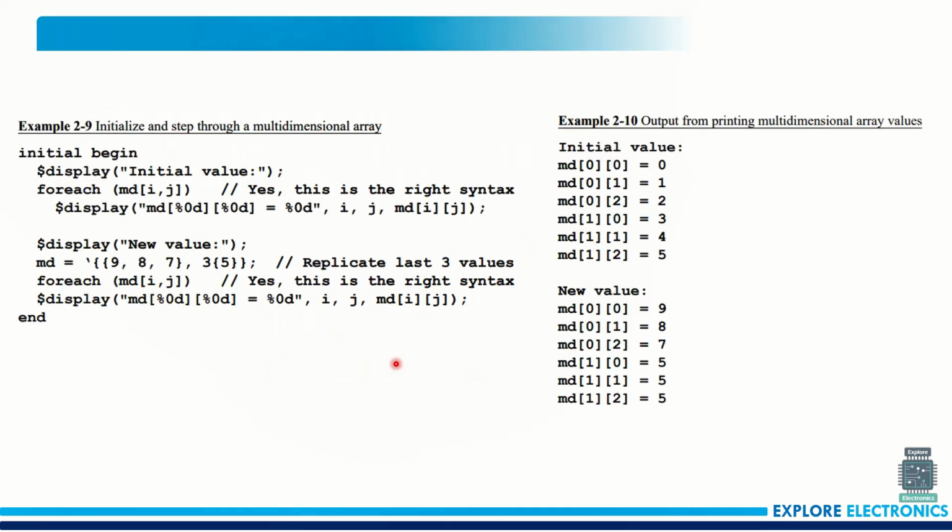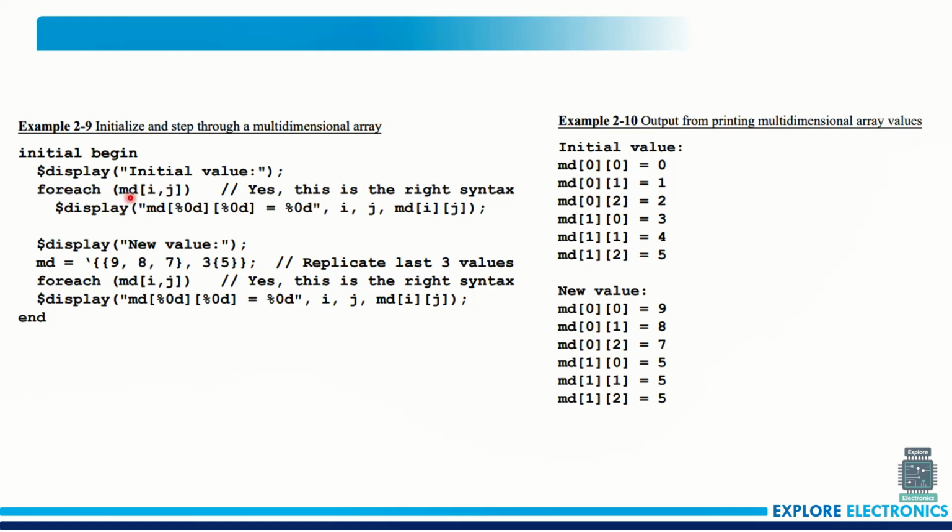Then we have one more example here, how to initialize and step through a multi-dimensional array. While using a multi-dimensional array in a foreach loop, we need to use two variables: one for the row, another one for the column. Initial begin, $display initial value we are displaying here, and foreach MD is the one we declared previously as a multi-dimensional array.